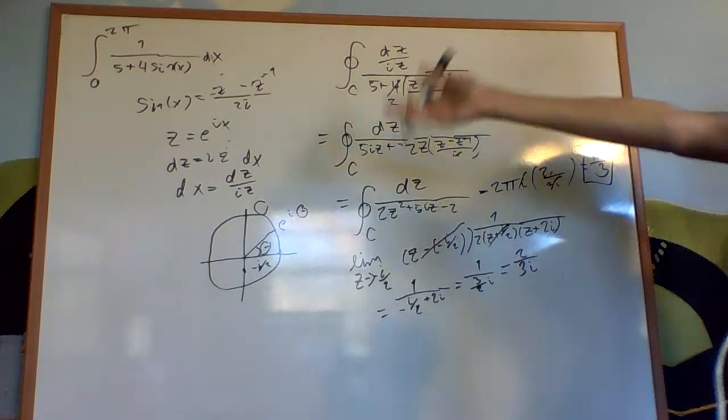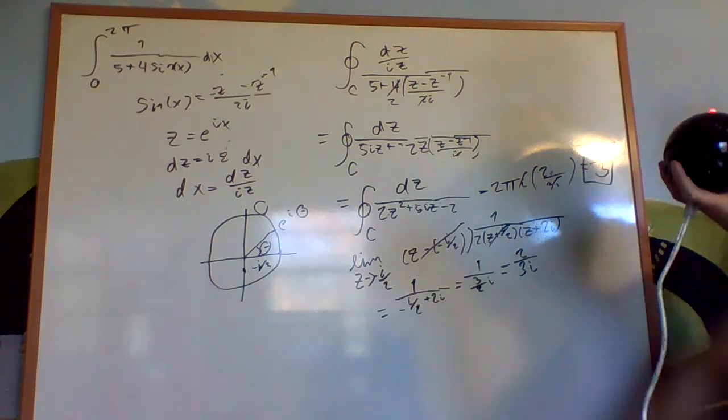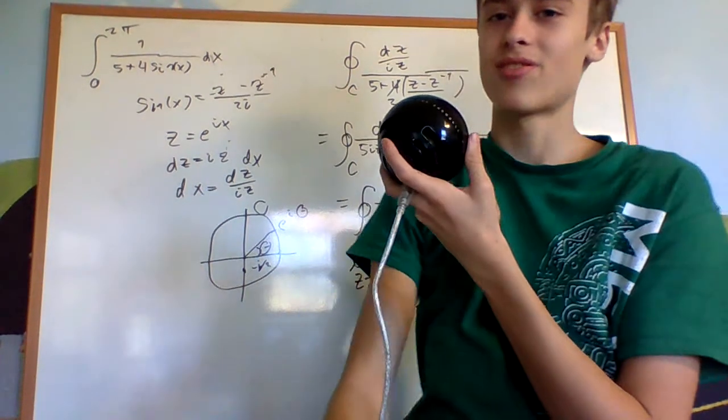But because we made a substitution and we found out what we were integrating over, it's also going to be that integral. So it's 4 pi over 3.